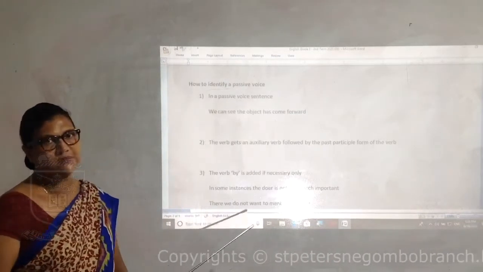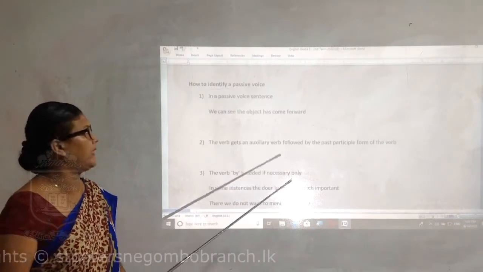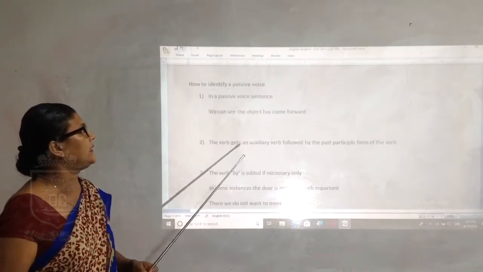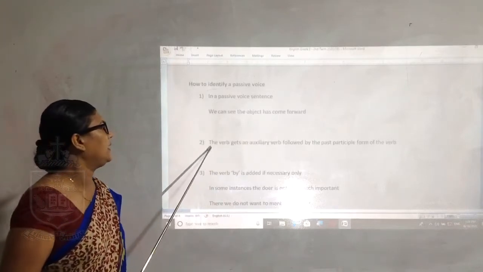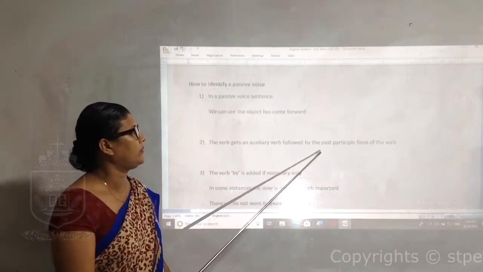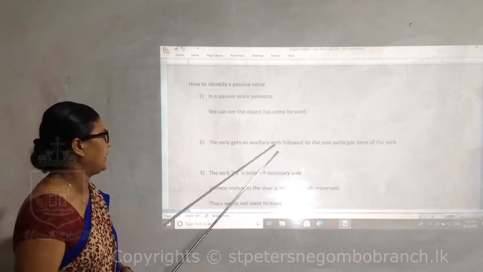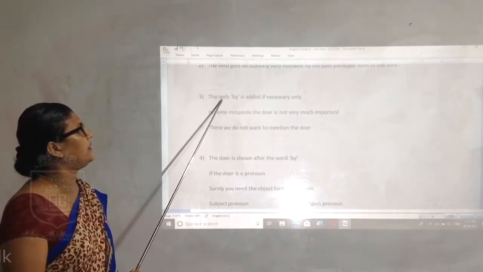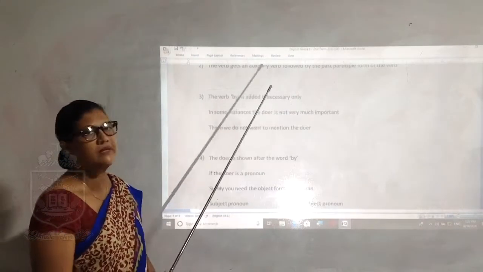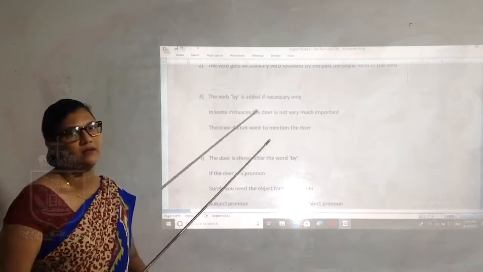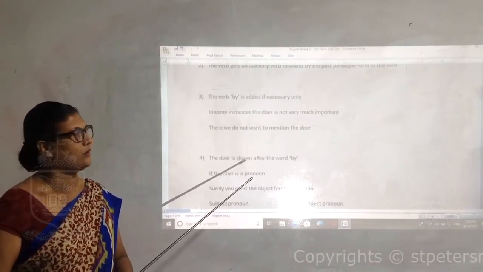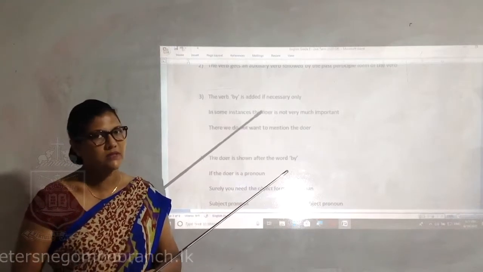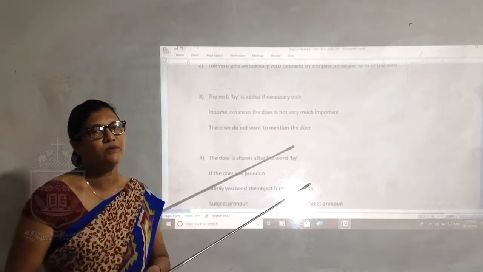How to identify a passive voice sentence? These are the steps that I have explained now. In a passive voice sentence, we can see the object has come forward. I explained it earlier. The verb gets an auxiliary be verb followed by the past participle form of the verb. The word by is added if necessary only. We do not always use this word. If it is necessary only we use it, because in some passive sentences we do not want to mention the doer. If we don't want to mention the doer, we do not use this word.